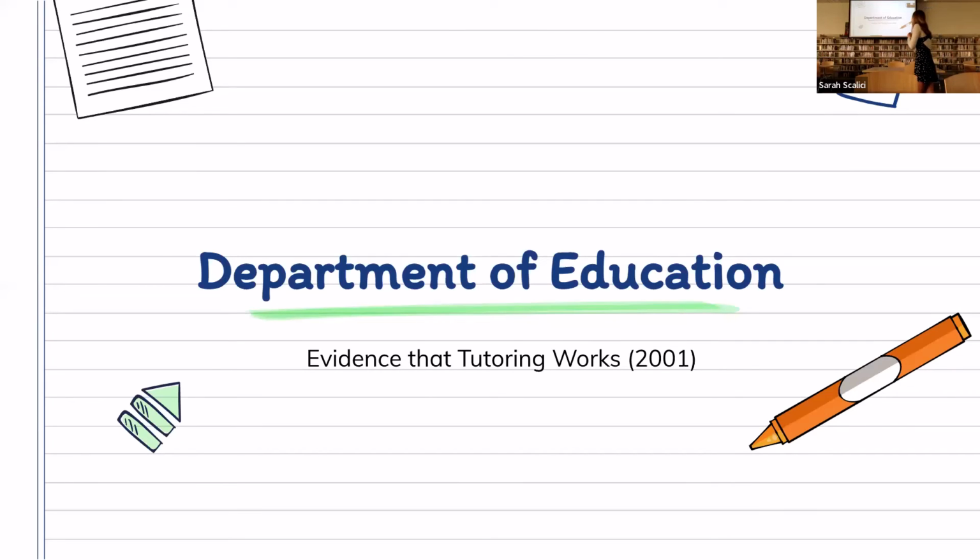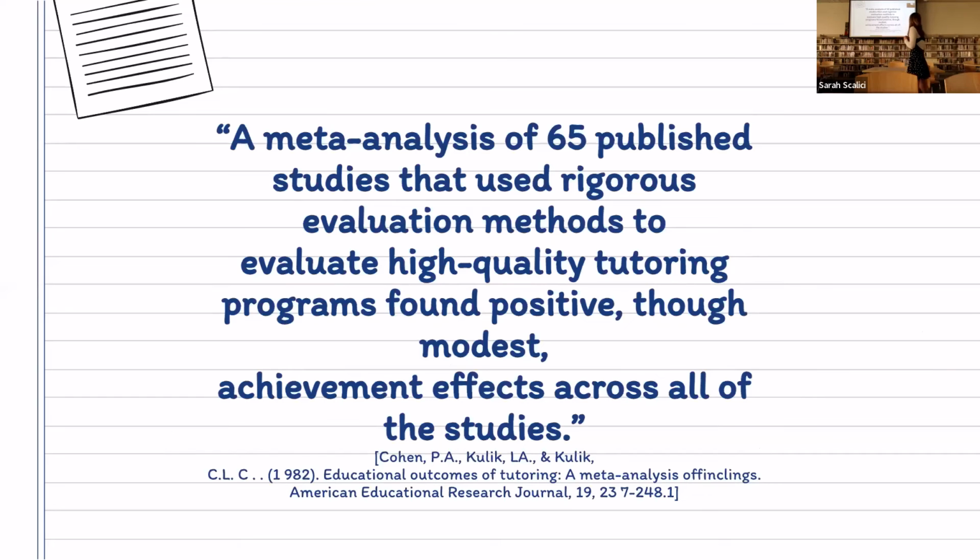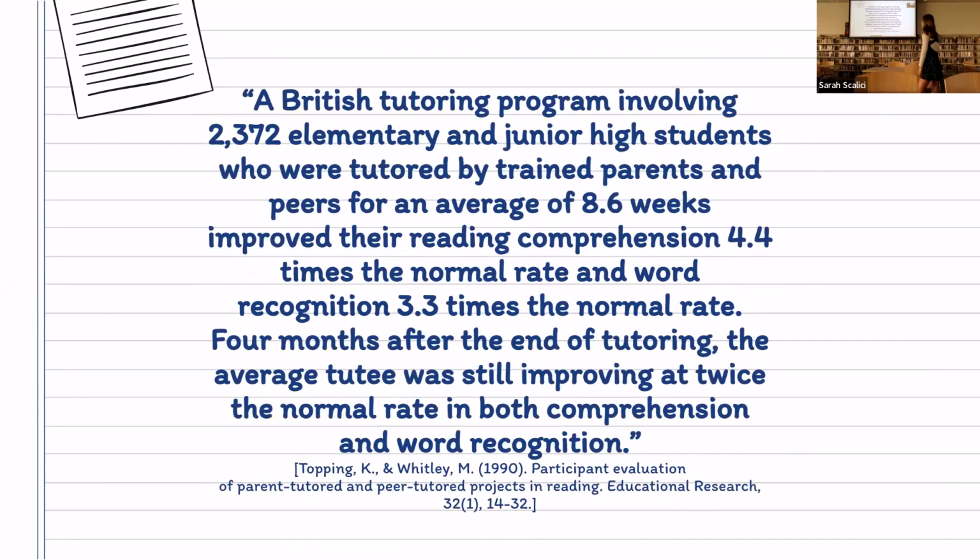So this is more evidence that tutoring is effective. A meta-analysis study of 65 published studies that use rigorous evaluation methods to evaluate high quality tutoring programs found positive, though modest, achievement effects across all the studies. And a British tutoring program involving 2,372 elementary and high school students who were tutored by trained parents and peers for an average of 8.6 weeks improved their reading comprehension 4.4 times the normal rate and word recognition 3.3 times the normal rate. 4 months after the end of tutoring, the average tutee was still improving at twice the normal rate in both comprehension and word recognition. We didn't have a lot of English tutoring, but this does show that that can also be effective.